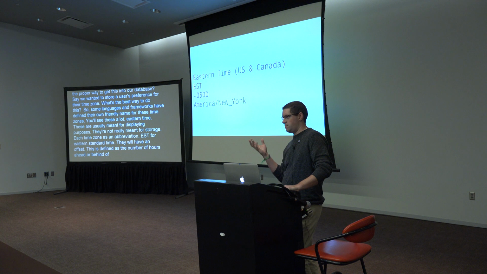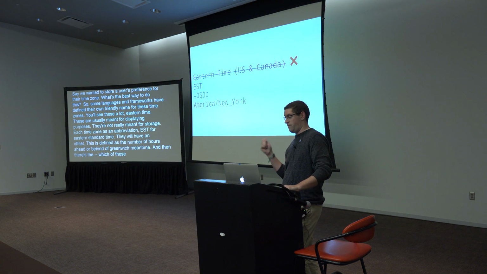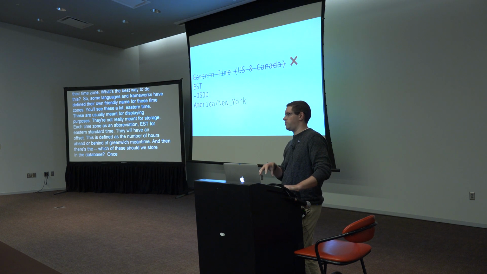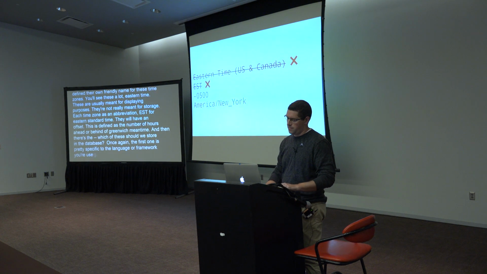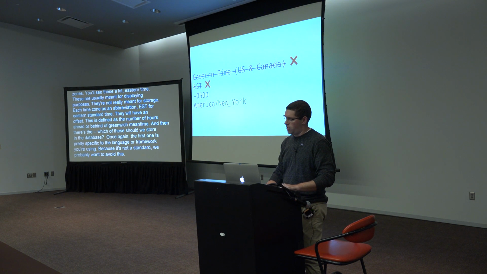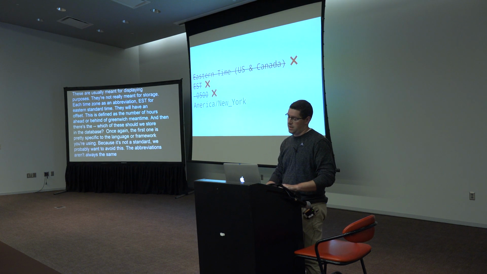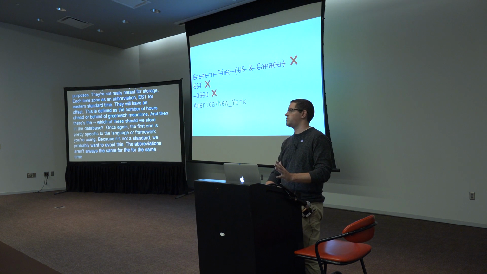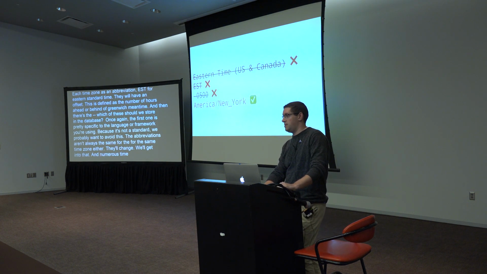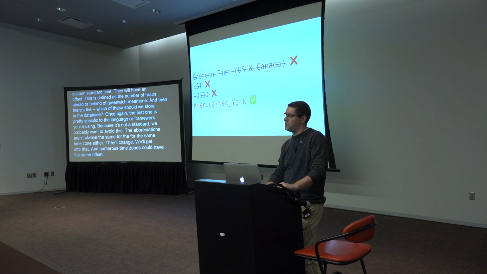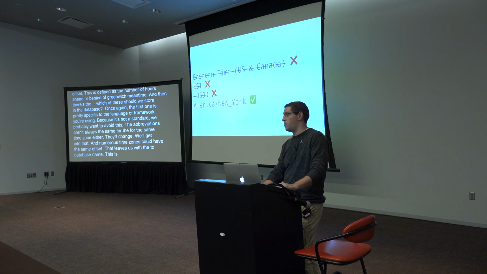So which of these should we use? Which one should we store in our database? Well, once again, the first one is usually pretty specific to the language or framework you're using. So because it's not a standard, we probably want to avoid this. The abbreviations aren't always the same for the same time zone either. They'll change, and we'll get into that in a bit. And the offsets could be ambiguous. Numerous time zones could have the same offset. So that leaves us with the TZ database name. This is probably your best bet if you needed to store a time zone. It's unambiguous, and it is a standard used in almost every programming language.